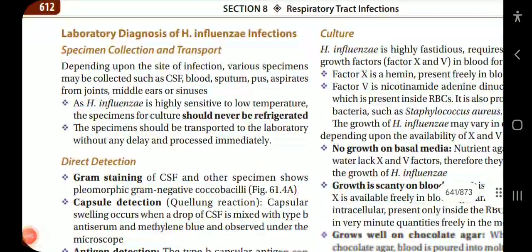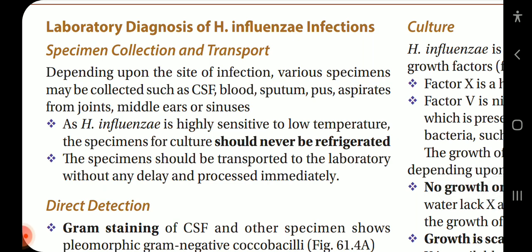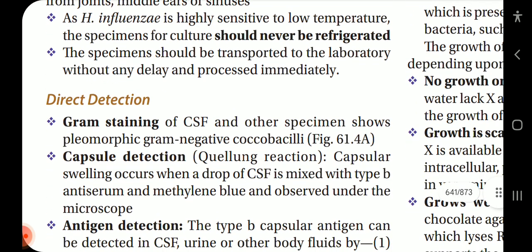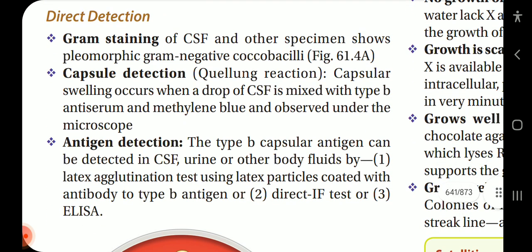Now let us continue with the lab diagnosis of Haemophilus influenzae infections. Specimen collection and transport depend upon the site of infection. Various specimens may be collected such as CSF, blood, sputum, pus, aspirate from joints, middle ear or sinuses. As Haemophilus influenzae is highly sensitive to low temperature, the specimen for culture should never be refrigerated. The specimen should be transported to the laboratory without any delay and processed immediately.